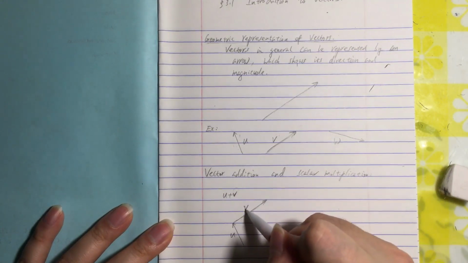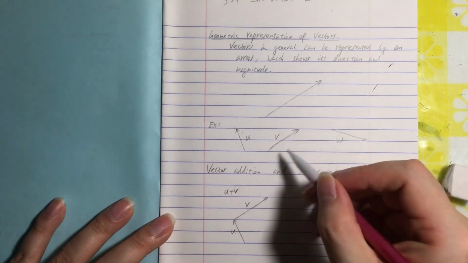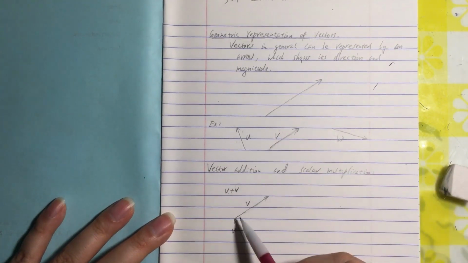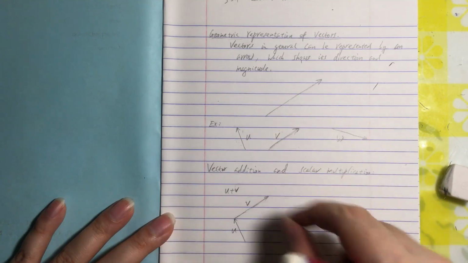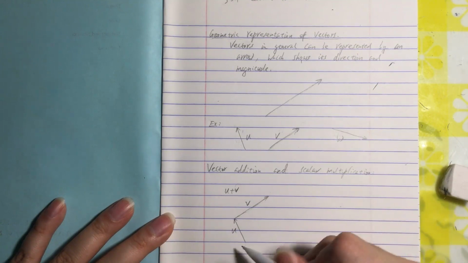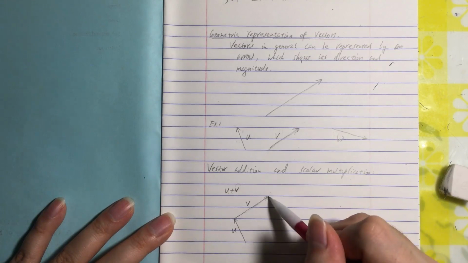Draw vector v here. This vector and this vector are exactly the same vector. They point in the same direction, and their magnitude is exactly the same. Then, connect the initial tail and the final head.